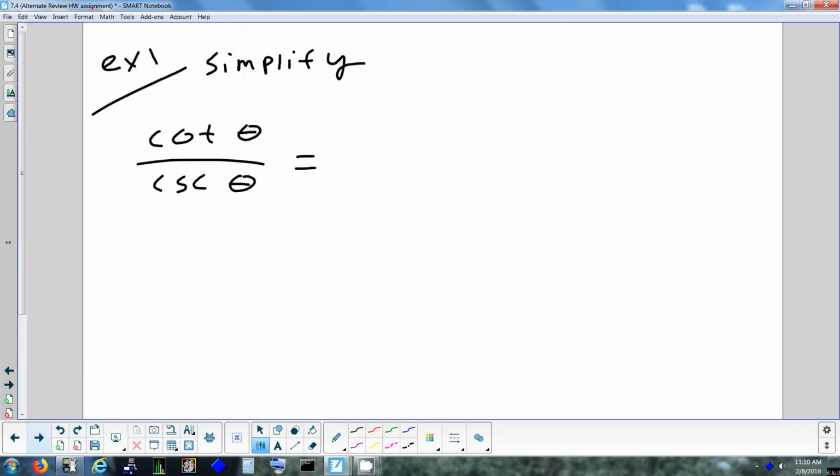Right, so let's start with cotangent. Can somebody tell me how I could rewrite cotangent just using sines and cosines? Yep. Cosine divided by sine. It's cosine divided by sine. And now the bottom is cosecant. How can we rewrite cosecant? Yep. 1 over sine. It's 1 over sine.